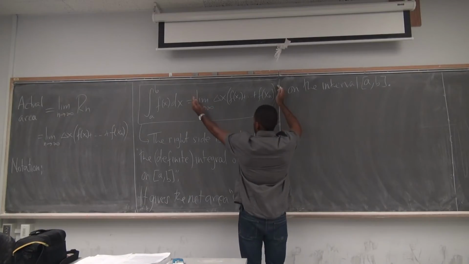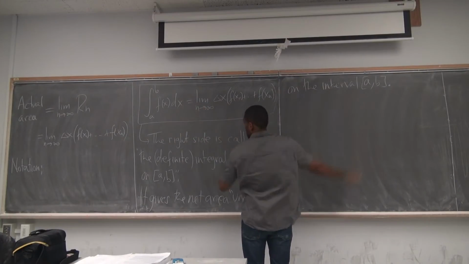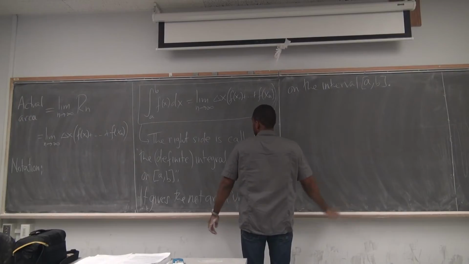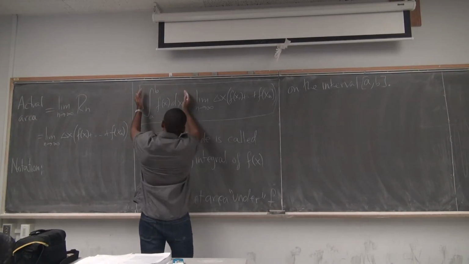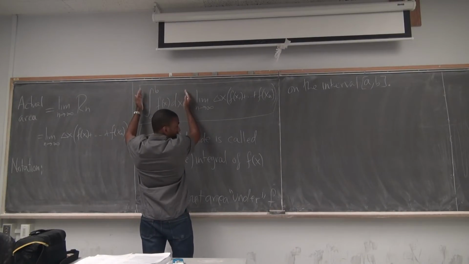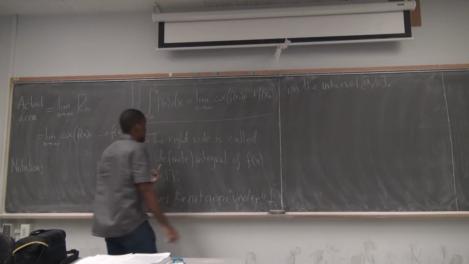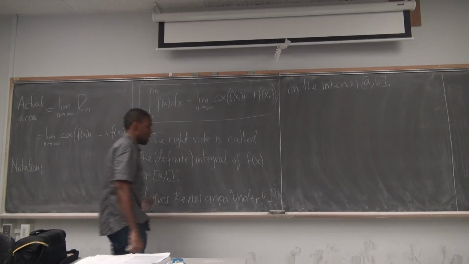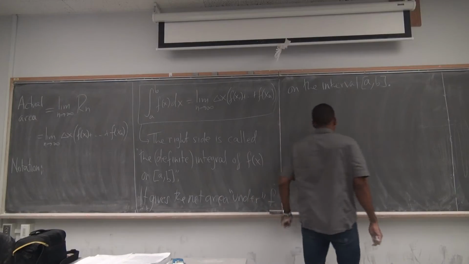So we take a Riemann sum, let it go to infinity, cut up in an infinite number of rectangles. That gives us the exact area. To represent that quantity, we use this expression, right? And it's called the definite integral of f of x on the interval AB, and it actually gives you the area under f.